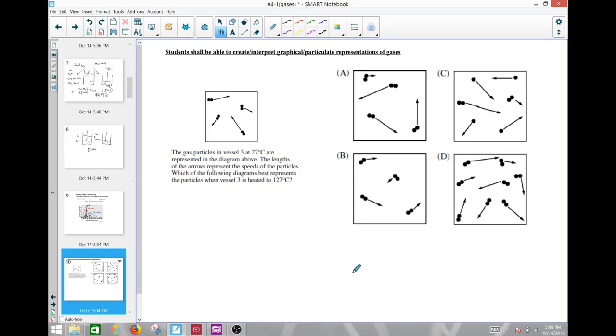All right. Question. We have a couple samples of gases, and you'd be welcome to stop this video and try it. The gas particles in vessel 3 at 26 degrees Celsius are represented in the diagram above. The lengths of the arrows represent the speeds of the particles. Which of the following diagrams best represents the particles when vessel 3 is heated to 127? So we're warming it up. Take a moment, look at your options.